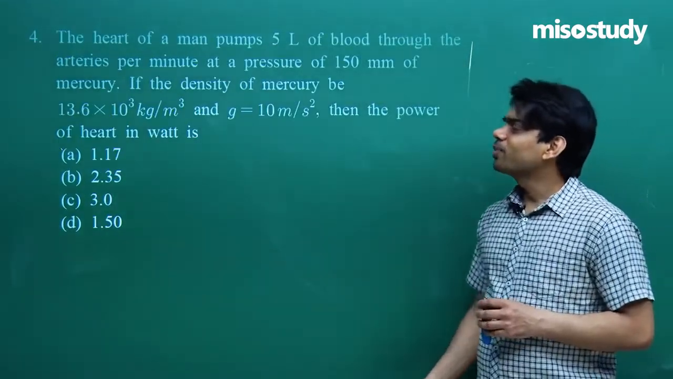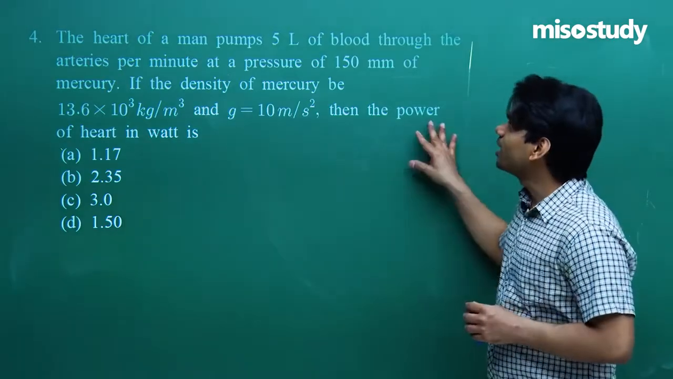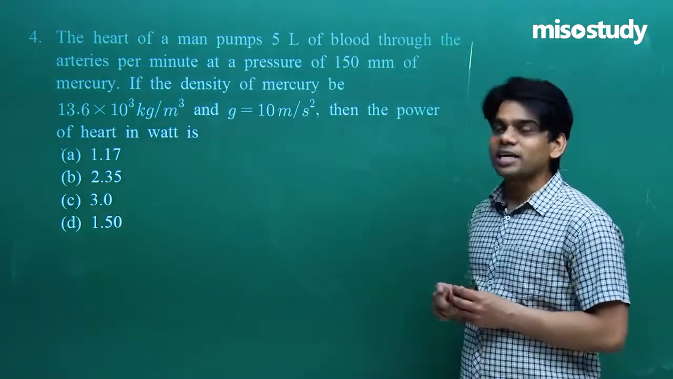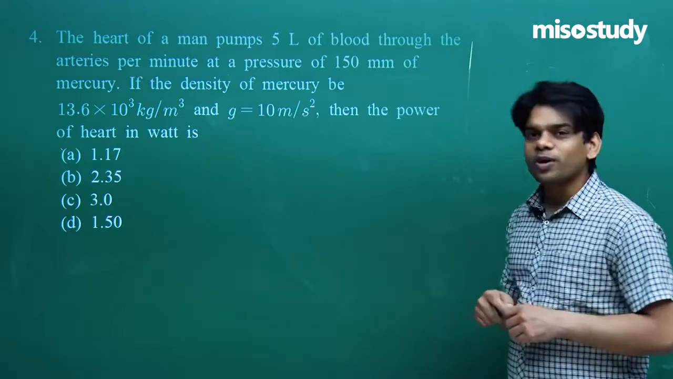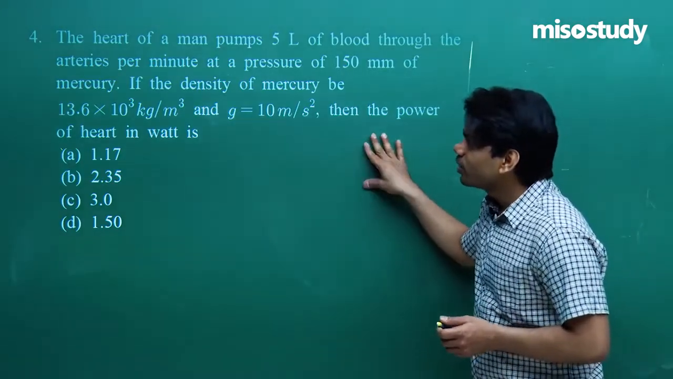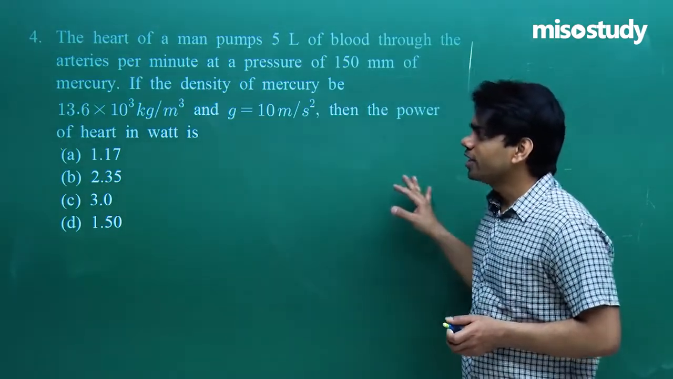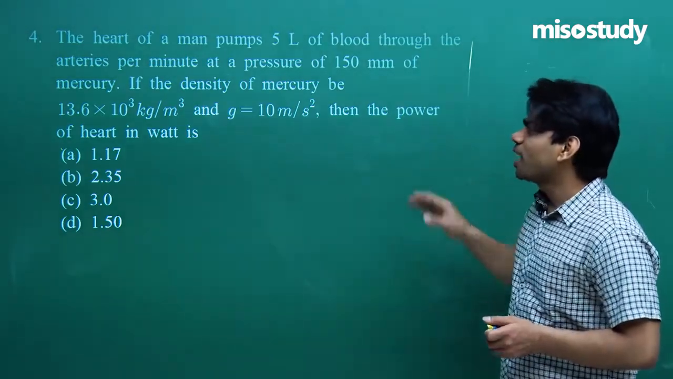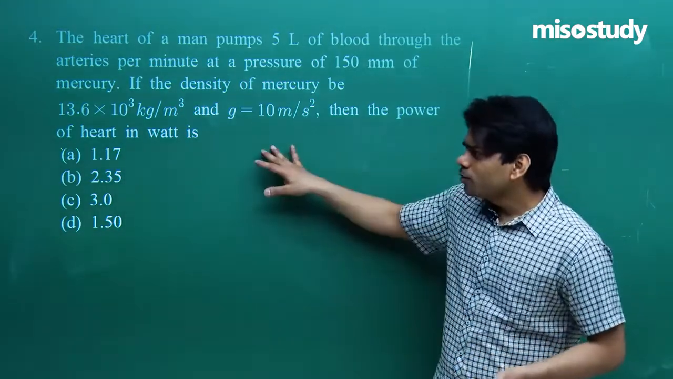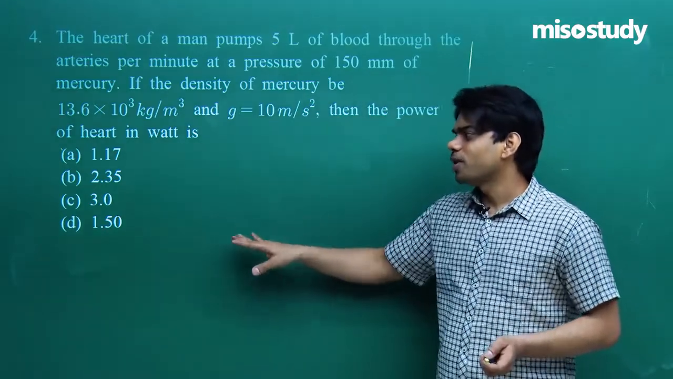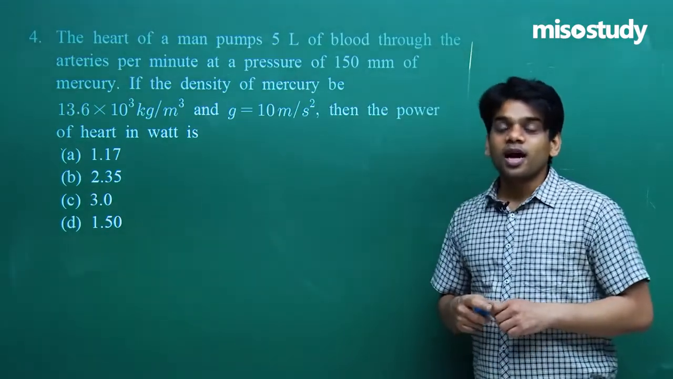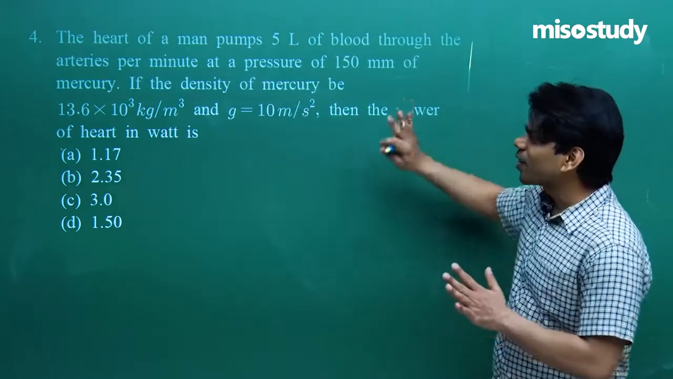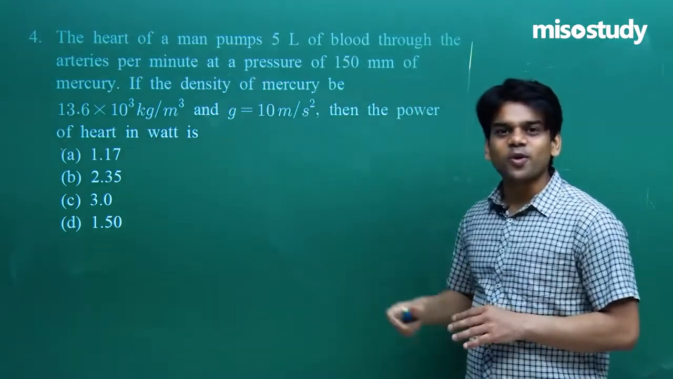The heart of a man pumps 5 liters of blood through the arteries per minute at a pressure of 150 mm of mercury. If the density of mercury is 13.6 into 10 to the power 3 kg per cubic meter and g equals 10 meter per square second, then the power of the heart in watt is: A 1.17, B 2.35, C 3 and D 1.5. How to express the power, how to find this from the complicated data? It's not straightforward with the data that has been provided to us.